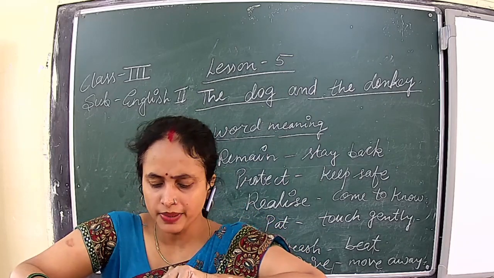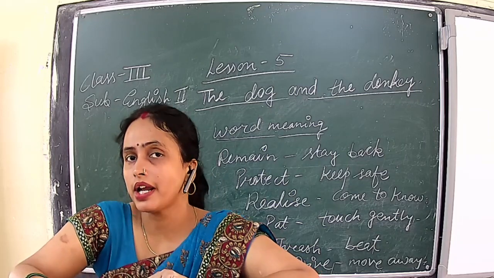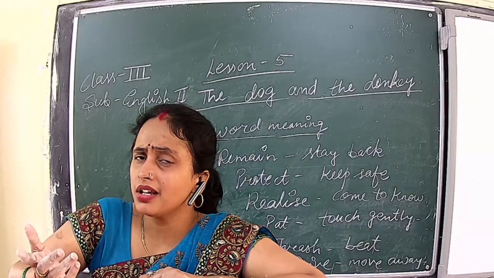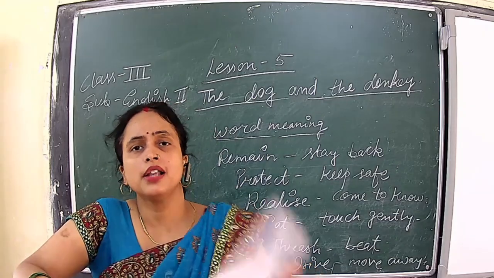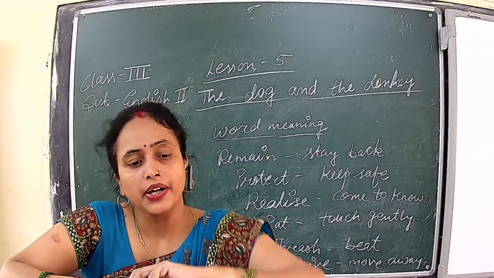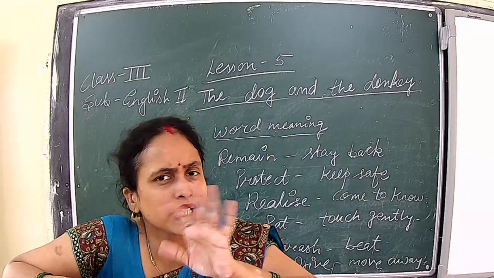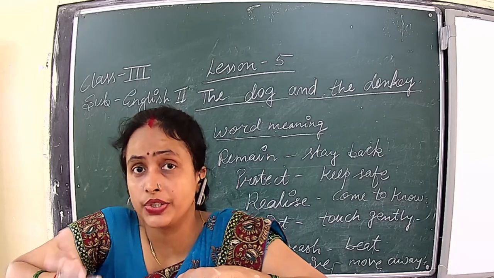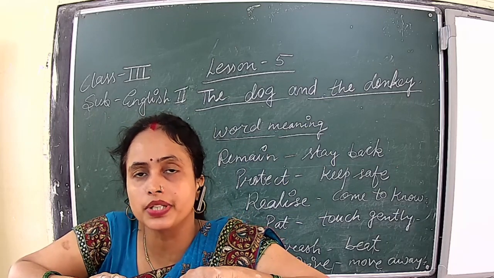"It's because the dog is man's best friend," said the dog proudly, "and man's best friend is the dog. That's why he loves me so much." Okay, the donkey was not satisfied with the answer the dog gave. He was always thinking of the master's favor to the dog.